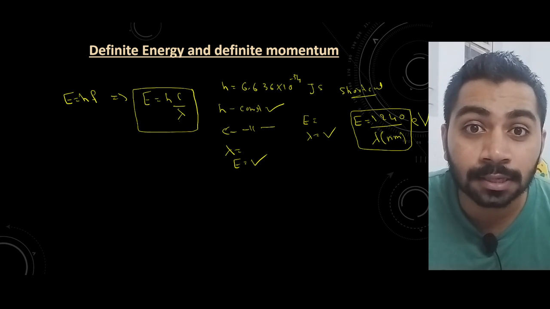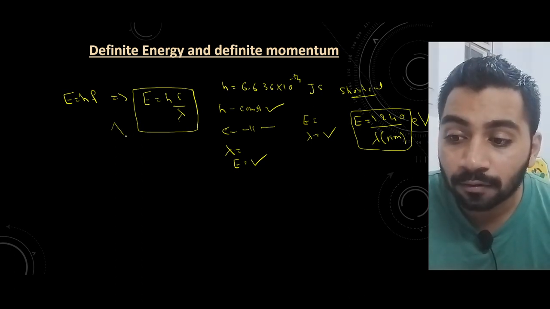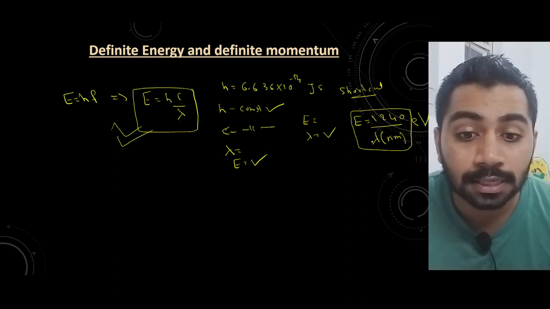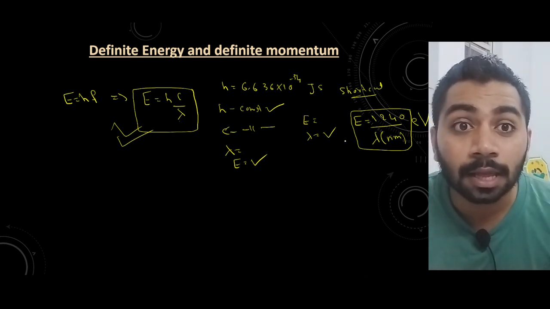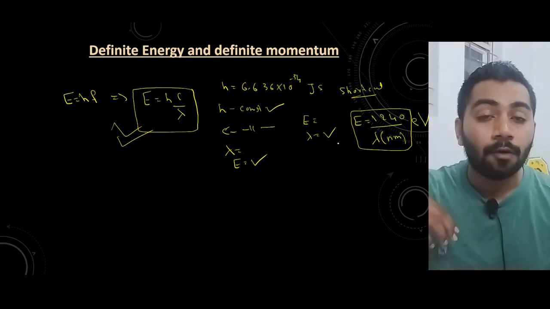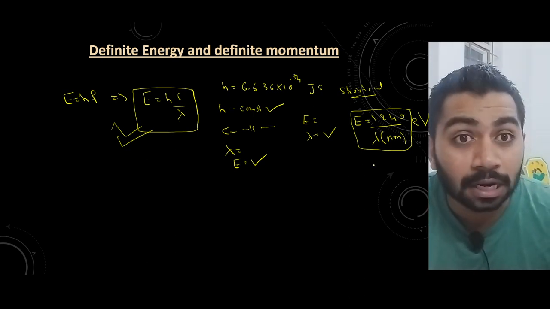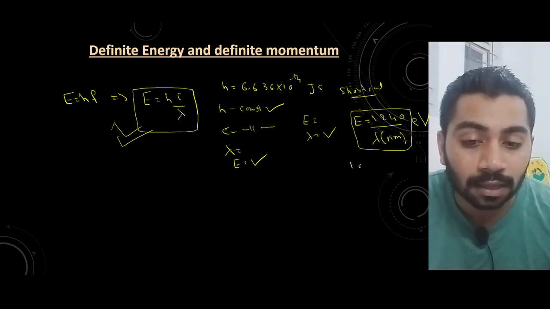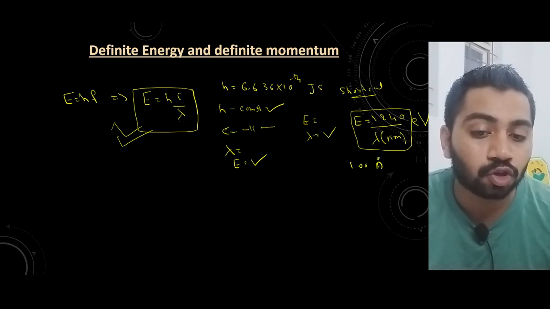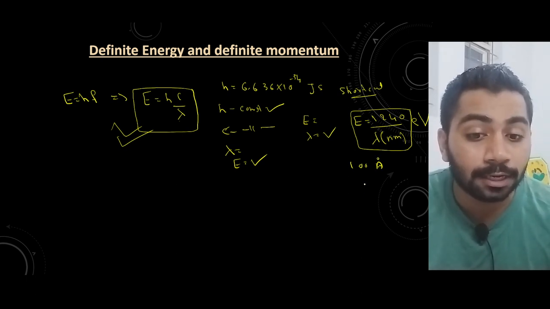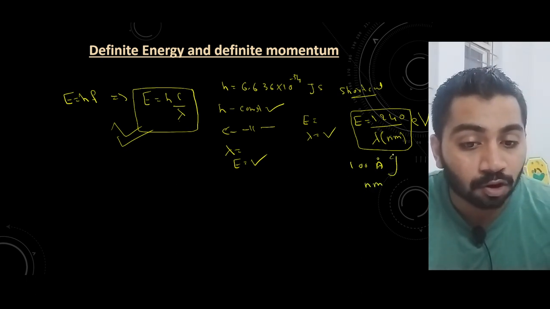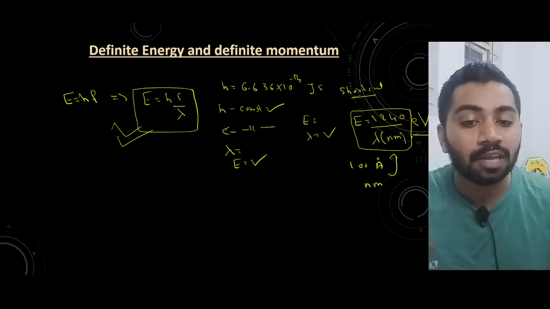CBSE students, this is not for you. You must follow the full lengthy formula. This formula is for NEET and IIT aspirants. Okay, remember, keep it here. This formula is 1240 divided by the wavelength in nanometers. If they give the wavelength in angstroms, you have to convert it into nanometers. Then put it in this formula and you will get the exact answer in eV.